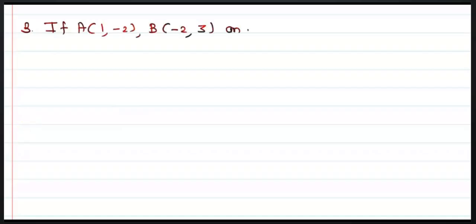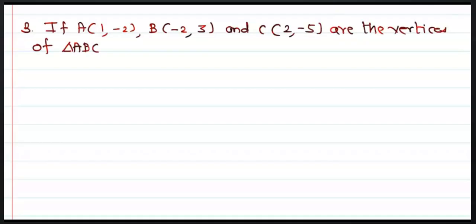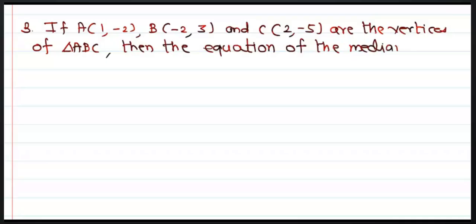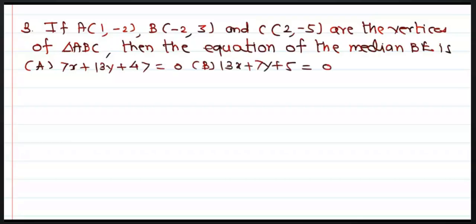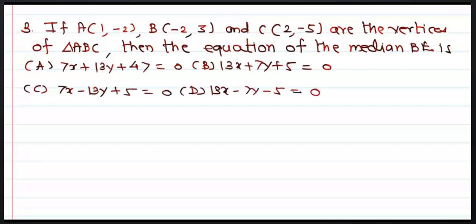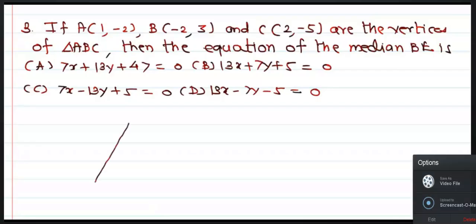Now next is question number 3. If A(1, -2), B(-2, 3) and C(2, -5) are the vertices of the triangle ABC, then the equation of median BE is 7x plus 13y plus 47 is equals to 0, 13x plus 7y plus 5 is equals to 0, 7x minus 13y plus 5 is equals to 0, and the last option is 13x minus 7y minus 5 is equals to 0. आता हा प्रॉब्लेम एकदम सिंपल आहे.